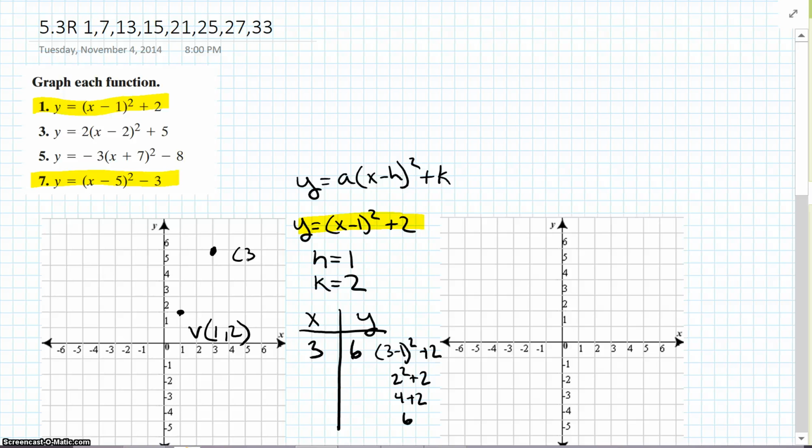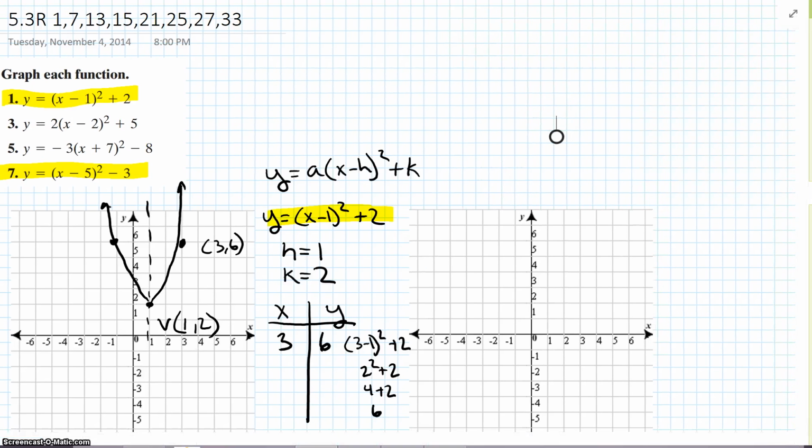So there's a point we figured out, 3, 6. Here's my axis of symmetry. So 3, 6 is 2 units away from that. So the corresponding point is going to be 4 units away. 1, 2, 3, 4. So there's my corresponding point. So I can graph this guy. I can sketch the curve. Okay? Easy enough.